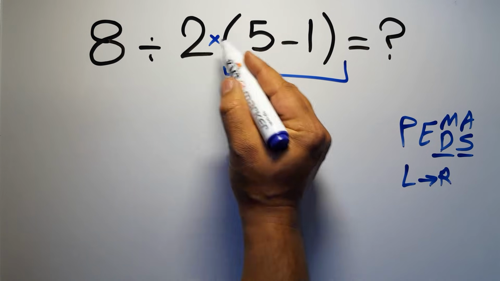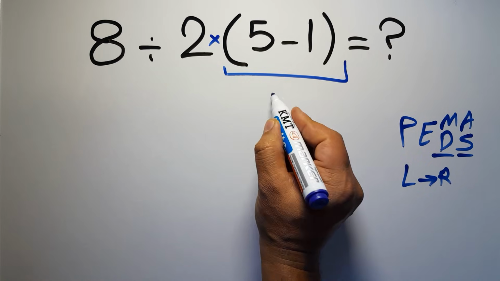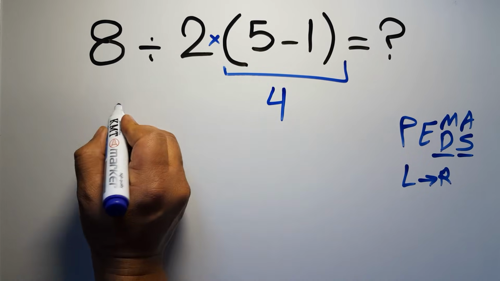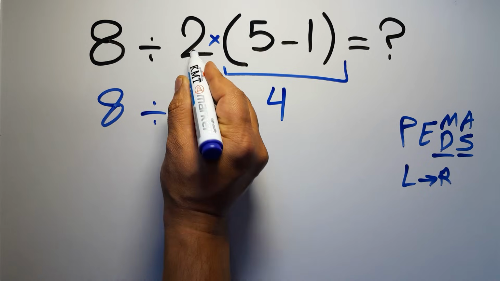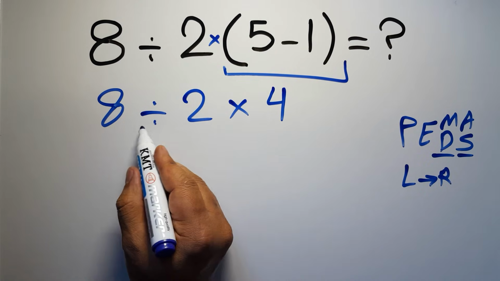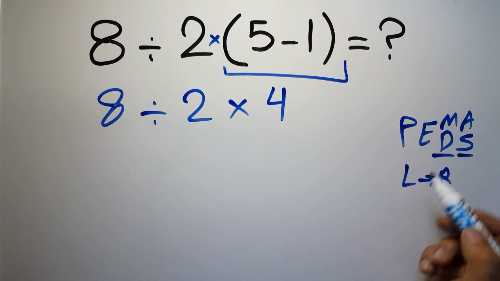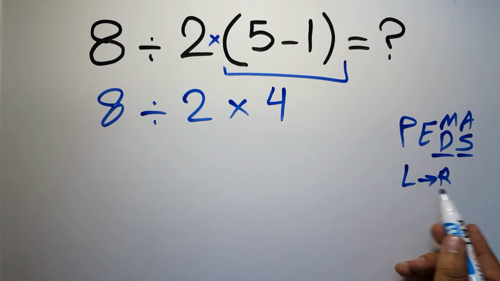So first we have to do this parentheses. Inside this parentheses we have 5 minus 1, which equals 4. So 8 divided by 2, then times 4. Now we have one division and one multiplication. As I said, multiplication and division have equal priority and we have to work from left to right.